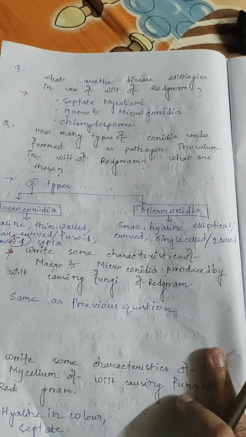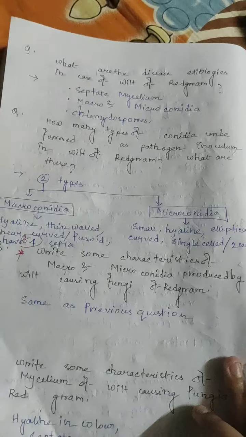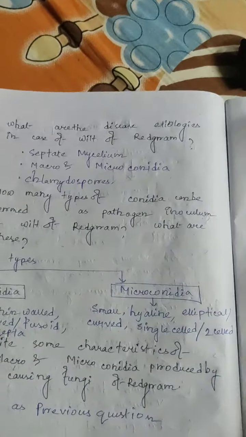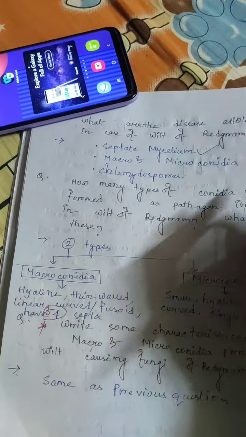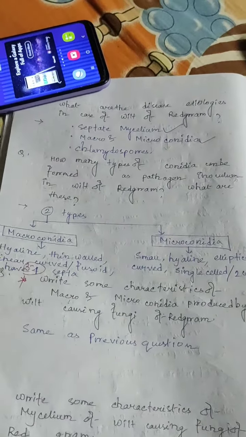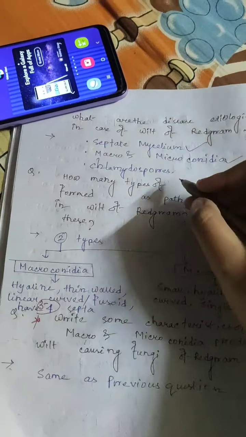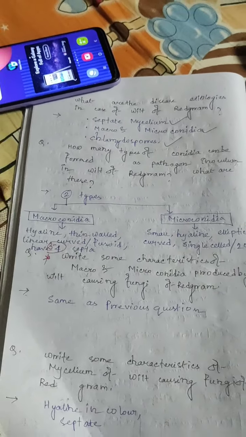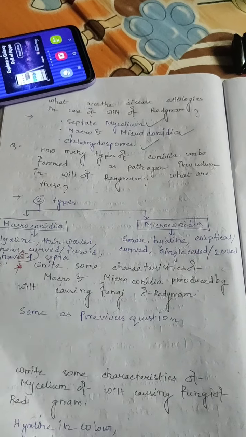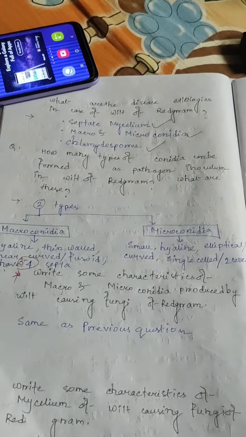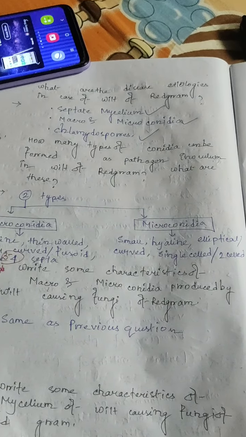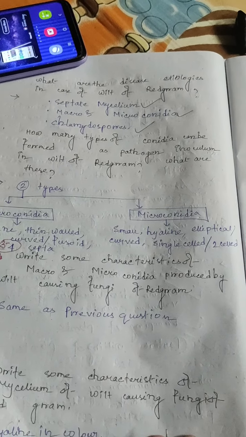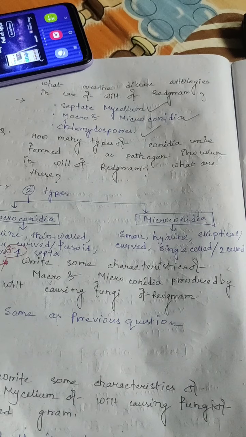What are the disease etiologies in case of wilt of red gram? The disease etiologies are septate mycelium, macro and microconidia, and chlamydospores. Three types of disease etiologies are there in the wilt of red gram: septate mycelium, macro and microconidia, and chlamydospores.